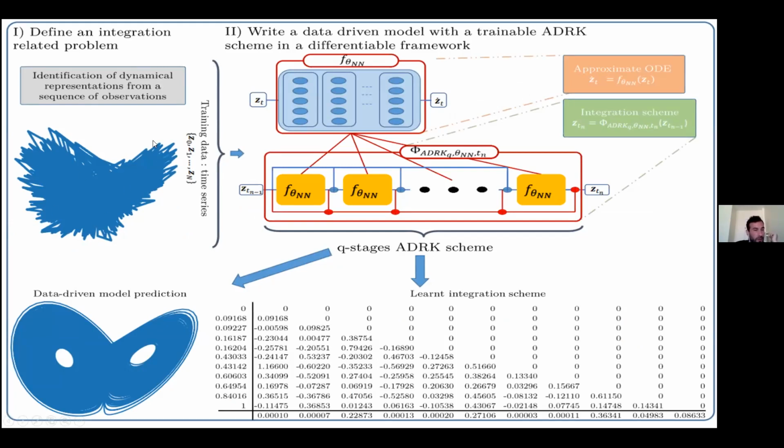This is the workflow when considering the identification of nonlinear dynamics. So given some observations, some training sequence, we write in a differentiable framework a neural network that is integrated through a Q stages Runge-Kutta scheme. We then optimize both the parameters of the Q stages Runge-Kutta scheme as well as the parameters of the neural network to minimize the forecast error of the observations. And we end up with a trained integration scheme and a trained differential equation, or neural network that mimics a differential equation, that can be used both to do, for example, data-driven model prediction or simulation of the observations.